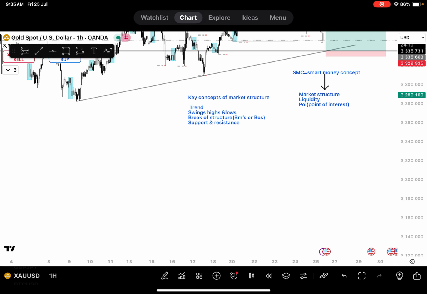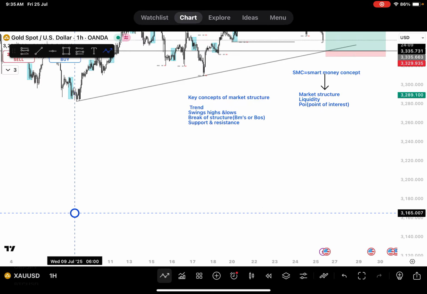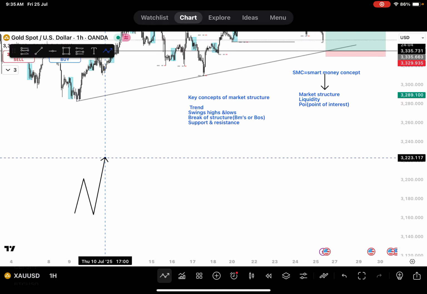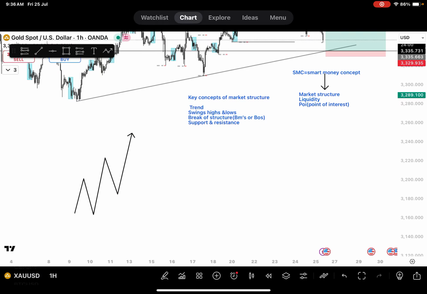Now, we have a break of market structure, and there are two types. We have the one for the bullish trend and the one for the bearish trend. Now, let's dive into it straight up. When you know that the market is bullish, it creates what? A series of higher highs, higher lows, higher highs, higher lows, higher high. This is what the market structure is.